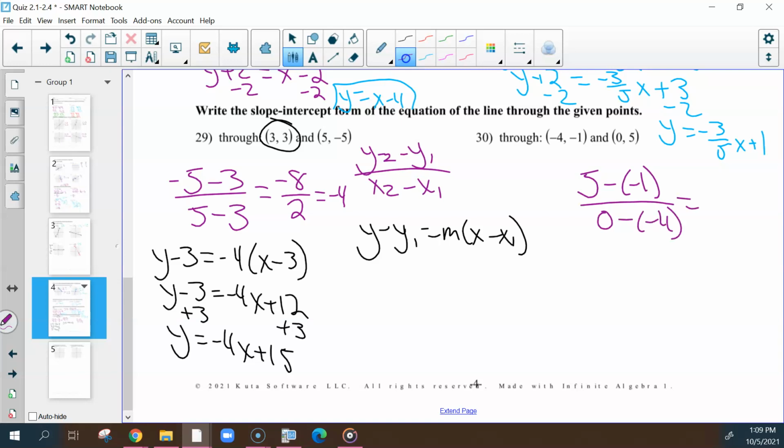Find your slope of the next one. So this would be 6 over 4. Simplify that to get 3 over 2. You could pick either of these points, put them into the point-slope formula, and find your y-intercept, but you didn't have to because they gave you your y-intercept. So if that happens, you can go ahead and put that in your equation.